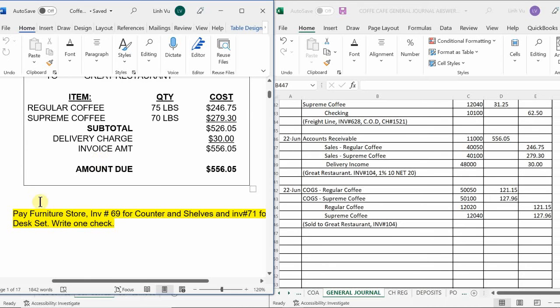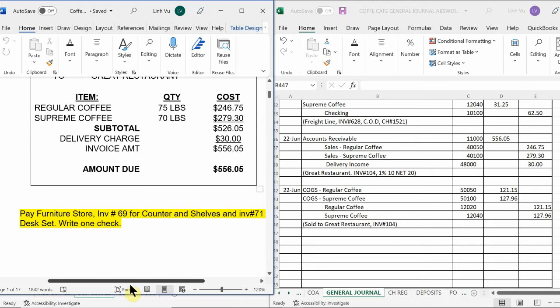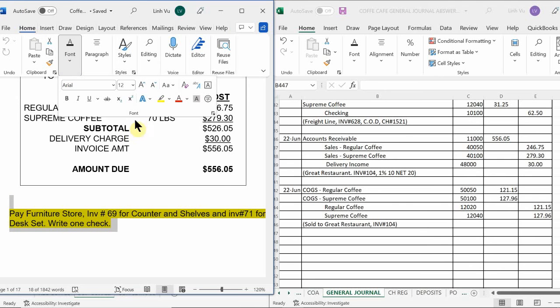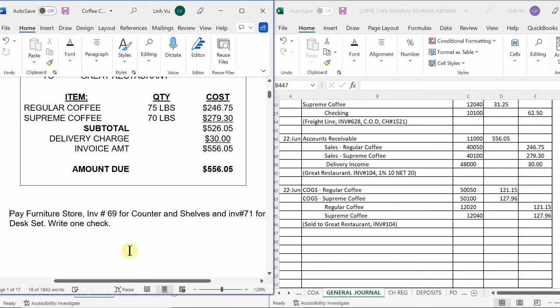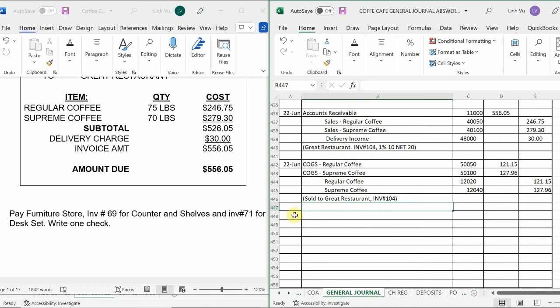We need to pay the furniture store for invoice number 69 for the counter and shelves, and also invoice 71 for the desk set. And we want to write it all on one check. Okay? So we got to pay furniture store. Invoice number 69 and invoice number 71. And we're going to pay it with all one check.